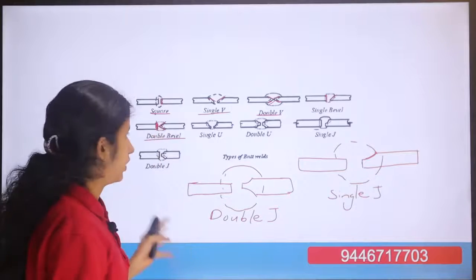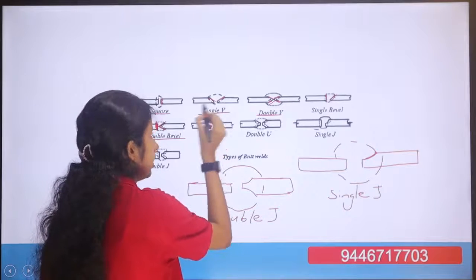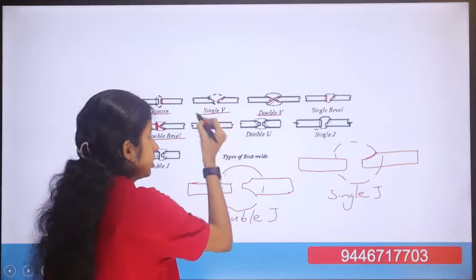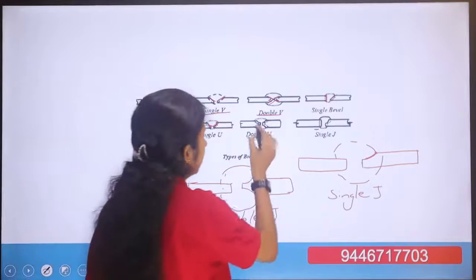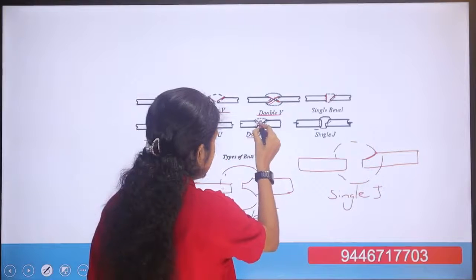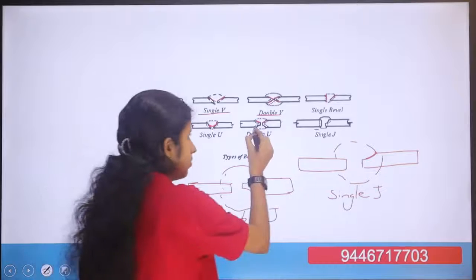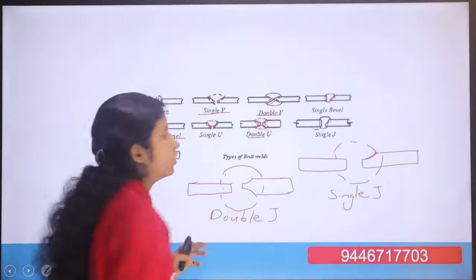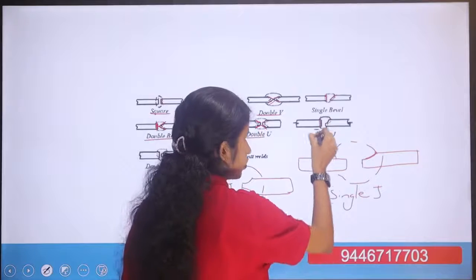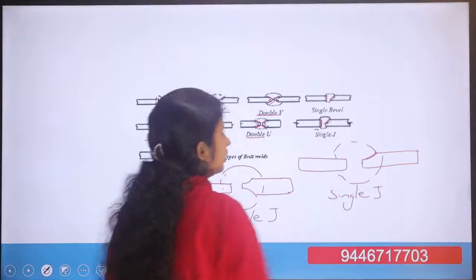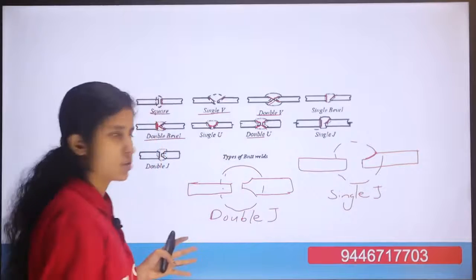Two V's are provided on the inclined portion. In the U shape, there is a U portion in the first and second plates. In the single V, there is a V portion in the two plates, and in the double V there are two portions, at the top and the bottom of the two plates. In the single bevel, there is a straight portion, then in the single J there is a straight portion and a J portion in the other plate.